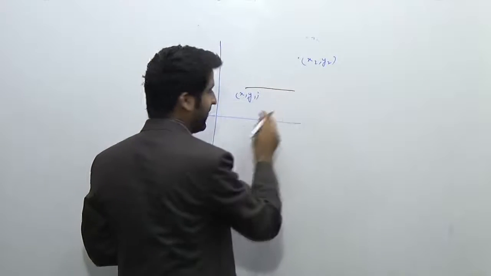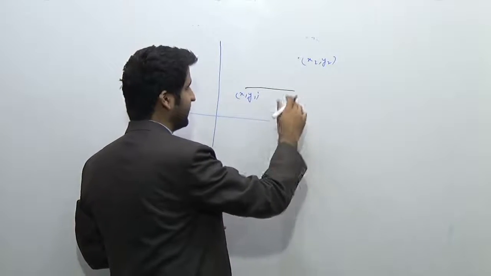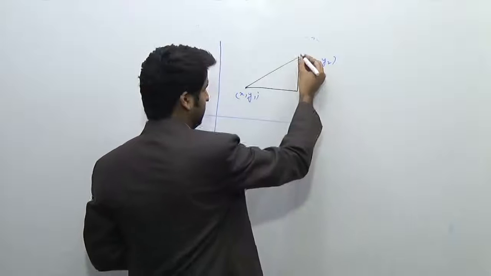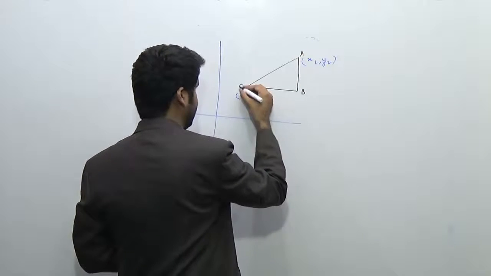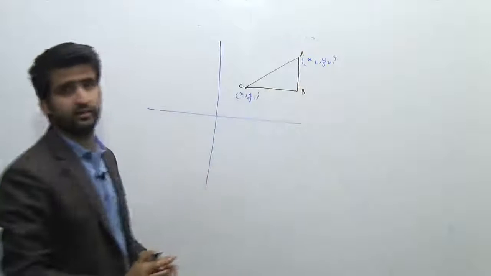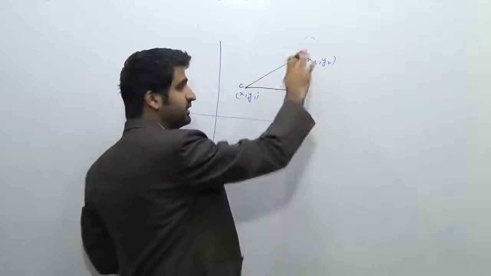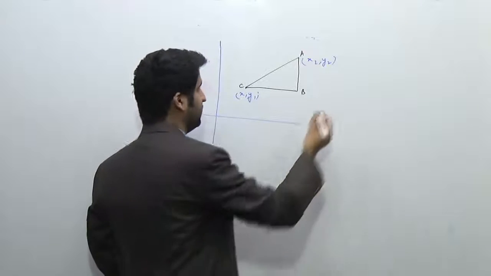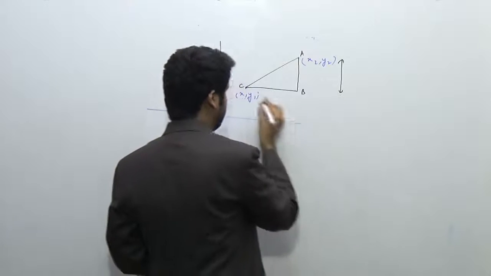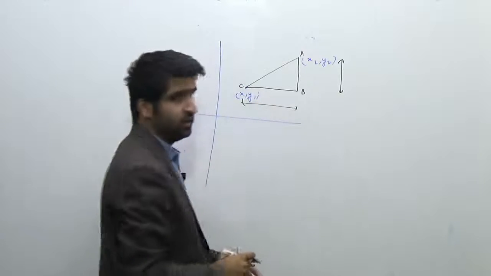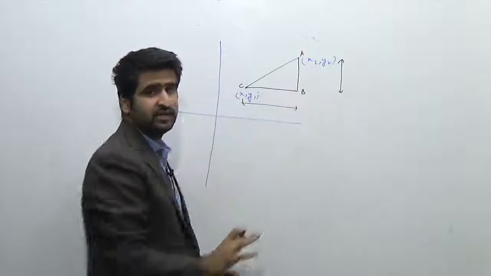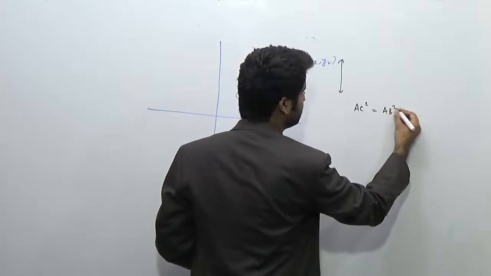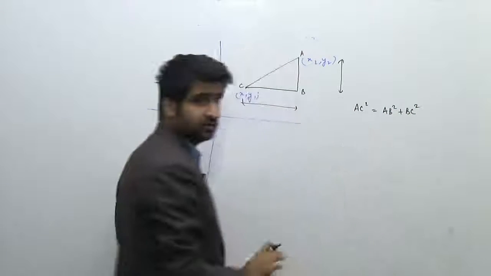Let's draw a line parallel to the x-axis here, and a line parallel to the y-axis over here. Now we want to find this distance. This is triangle ABC. I want to find the distance AC. How are we going to find the distance AC? By applying the Pythagoras theorem. Very simple. If we calculate AB and BC, we can say AC square is equal to AB square plus BC square. Simple stuff.